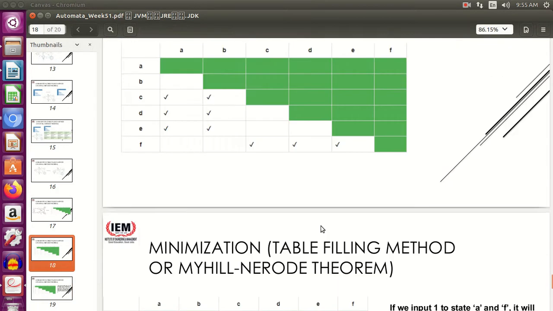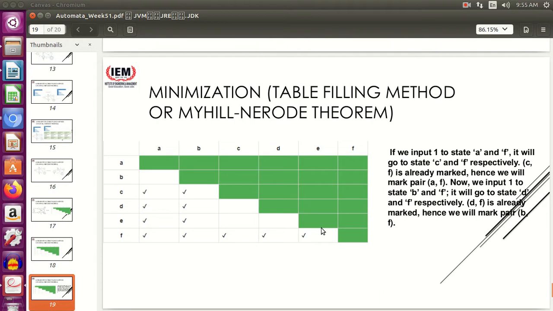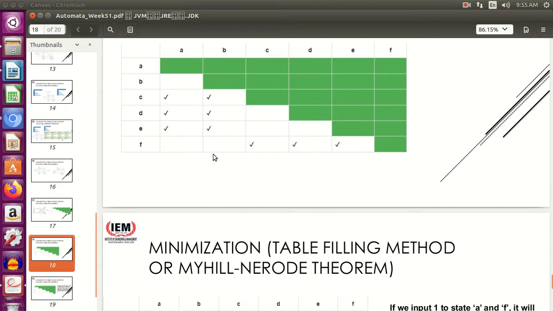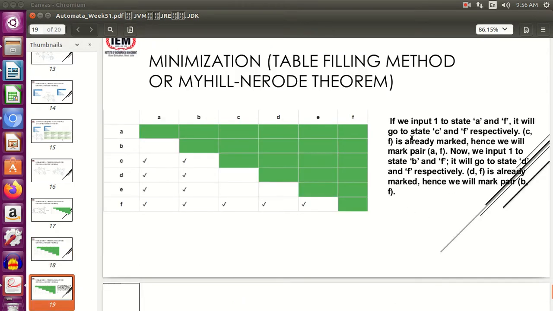After that, again you need to follow the same process and check whether any of the other states are moving to a next state which has already been marked, right? So here we can see that if we input 1 to the states A and F, they will go to states C and F respectively. C and F is already marked, hence we will mark the pair AF. So where is the pair AF? Here is the cell for the pair AF.